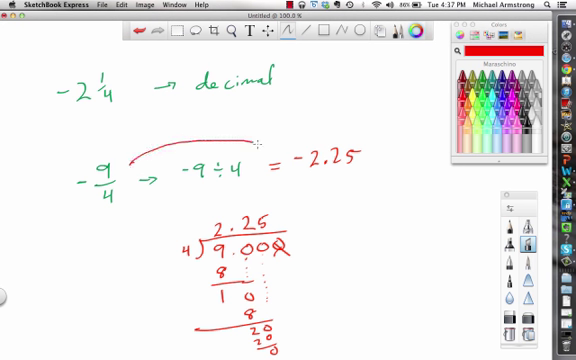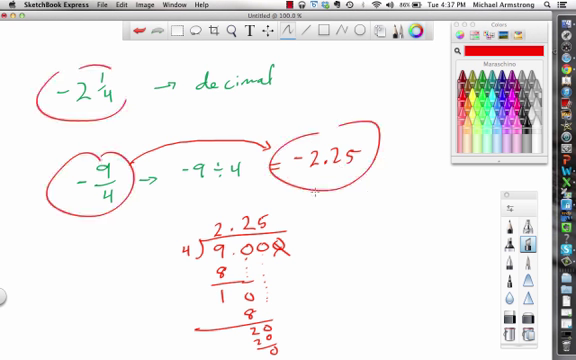This isn't really anything. We're just rewriting negative 2 1/4 as negative 9/4. Ooh, that looks silly. And then we're writing negative 9/4 as negative 2.25. These are all equal to each other. It's just a different way to write the same number. Okay, so we can use long division to help us rewrite a fraction as a decimal.